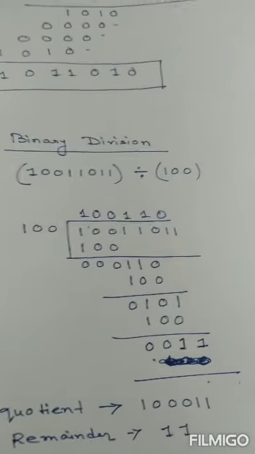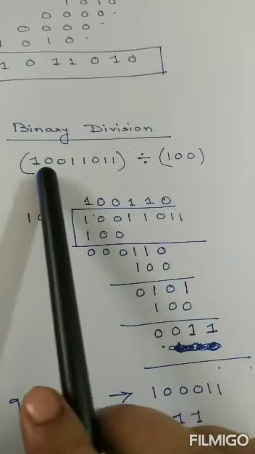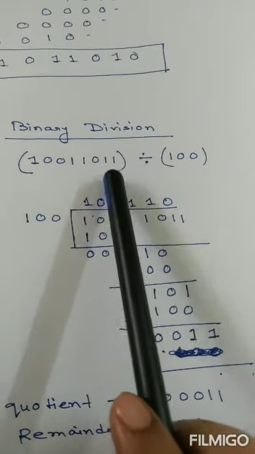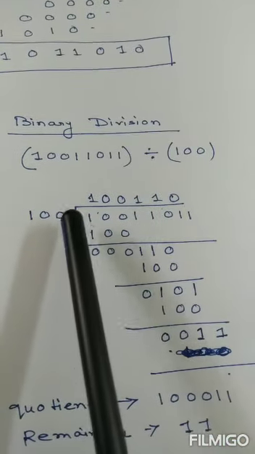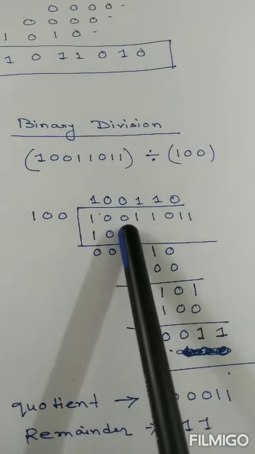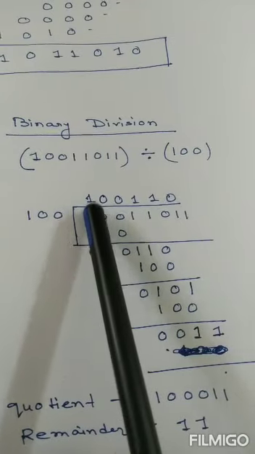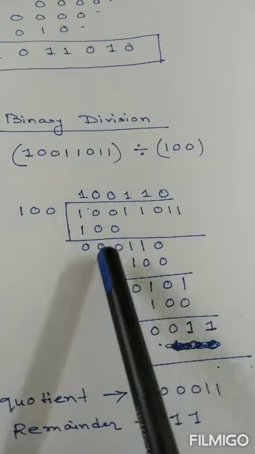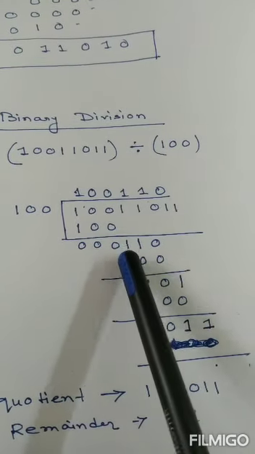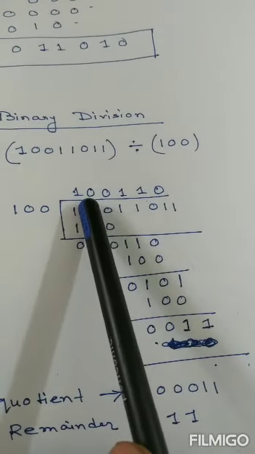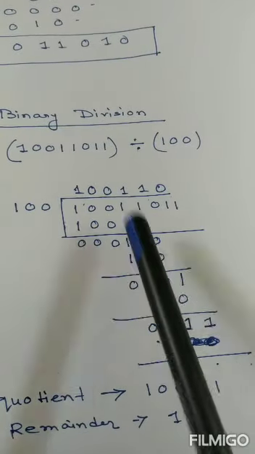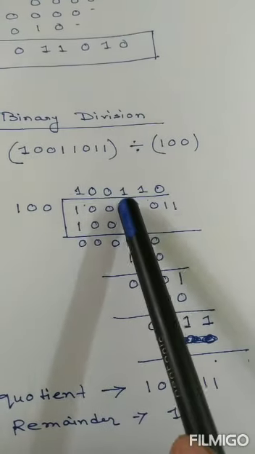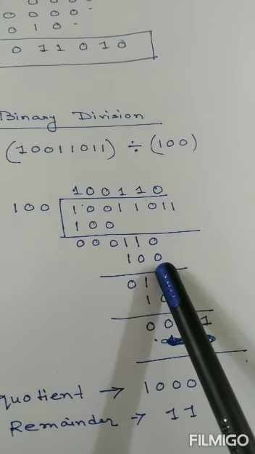Now binary division. This is the number 1001111 divided by 100. So first 100, take these 3 bits. The quotient is 1. So 100, there is no remainder. Then take this 1, write here 0. Then second number 1, write here 0. Then 0. And again 1, 100.